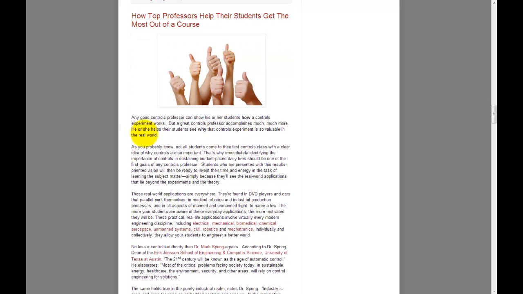So the next blog is how top professors help their students get the most out of a course. Any good controls professor can show his or her students how a controls experiment works, but a great controls professor accomplishes much, much more. He or she helps their students see why that controls experiment is so valuable in the real world.